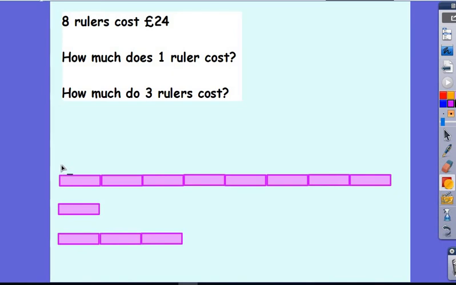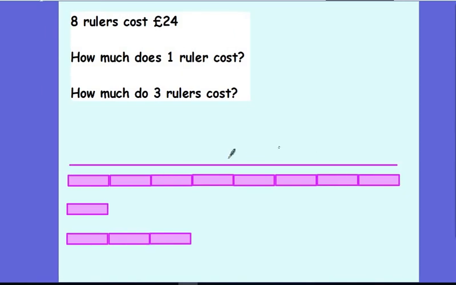Okay, let's go through the answers. This time we've got that 8 rulers costs us 24. So this is 8 rulers is 24. To work out the cost of each one of those rulers, I need to do 24 divided by 8, which gives me what, Macy Jane? 3. Lovely. So each of these rulers costs £3 this time. 3, 3, 3 and 3. So Katie, if each ruler costs £3, how much does 3 rulers cost? Lovely, £9. 3 plus 3 plus 3.